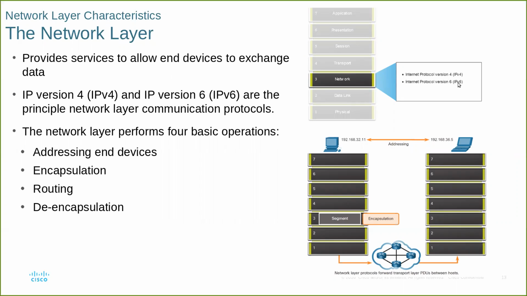And the network layer also performs 4 basic operations: addressing end devices, encapsulating packets, routing, and then de-encapsulation. These are the 4 major operations of the network layer.